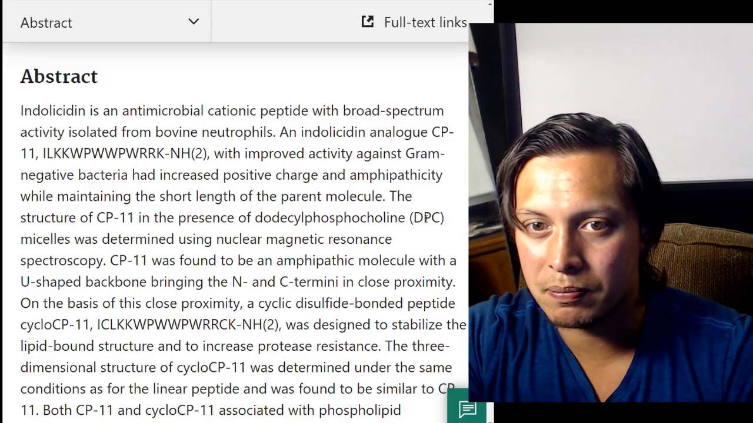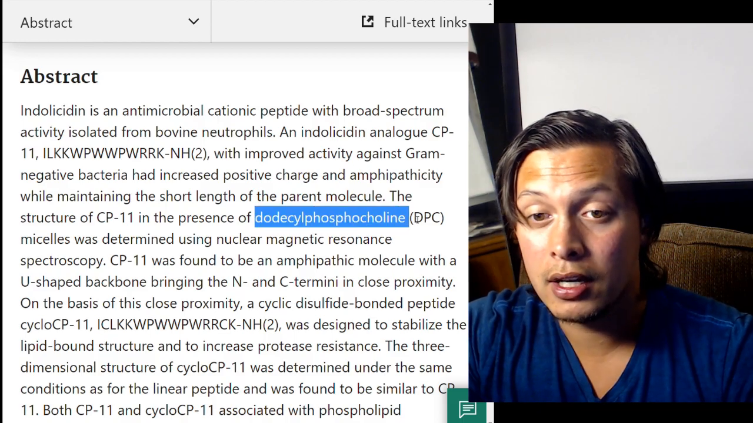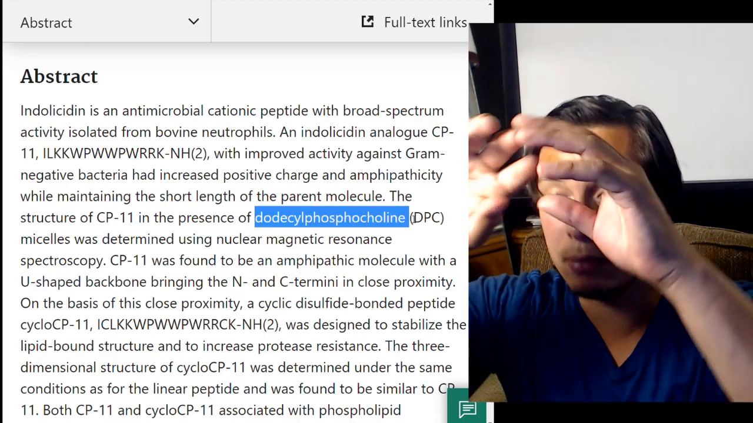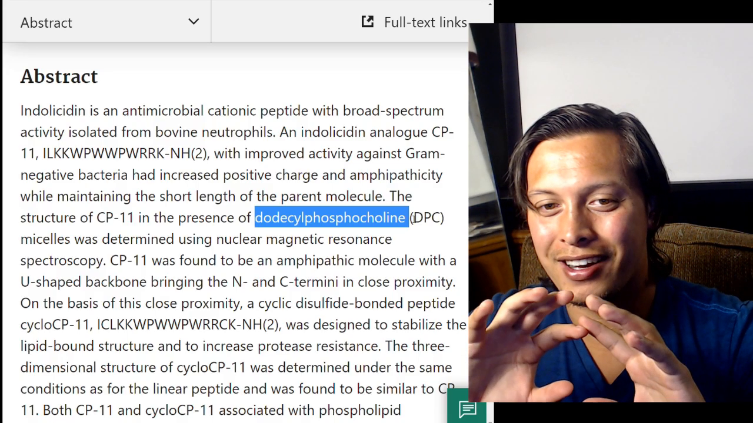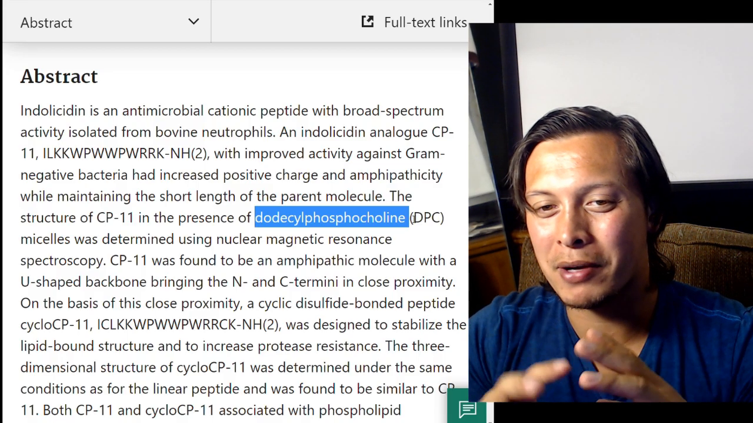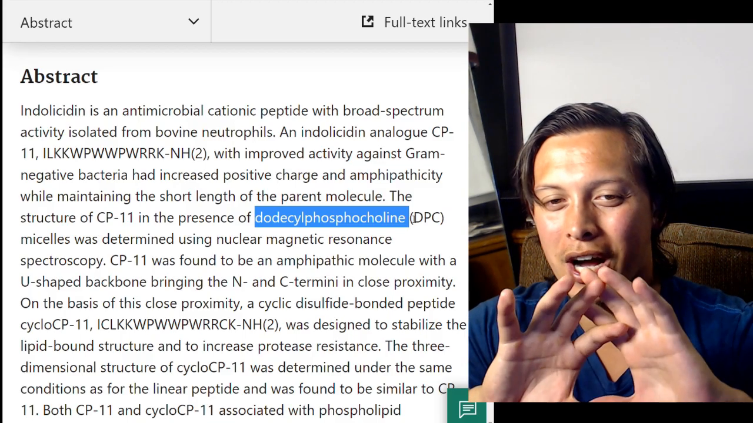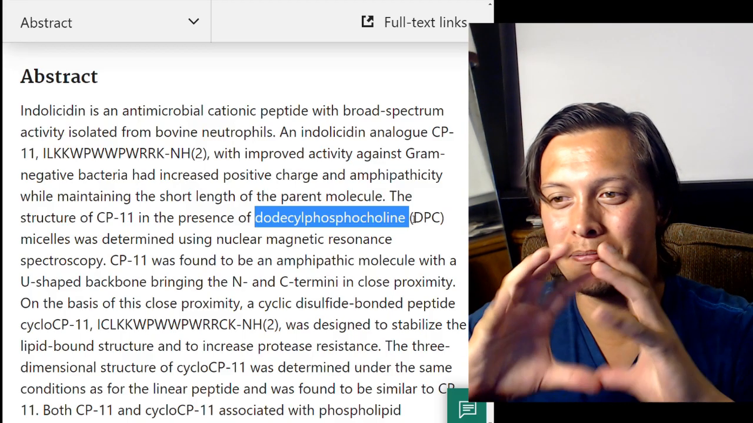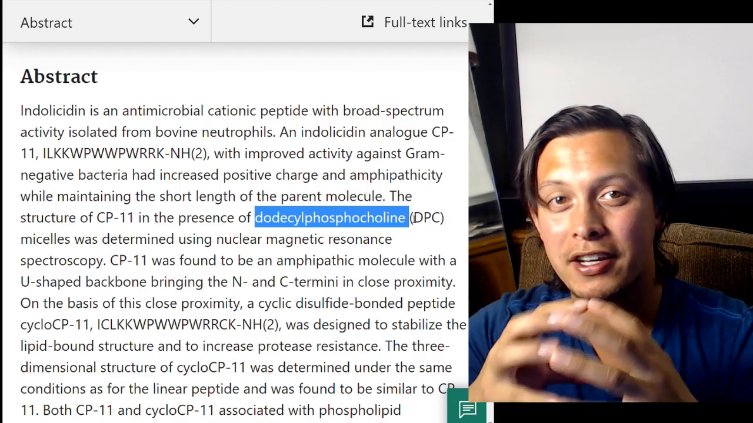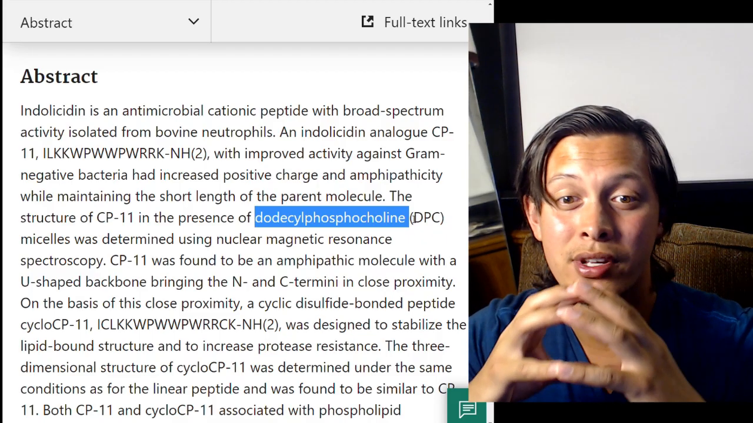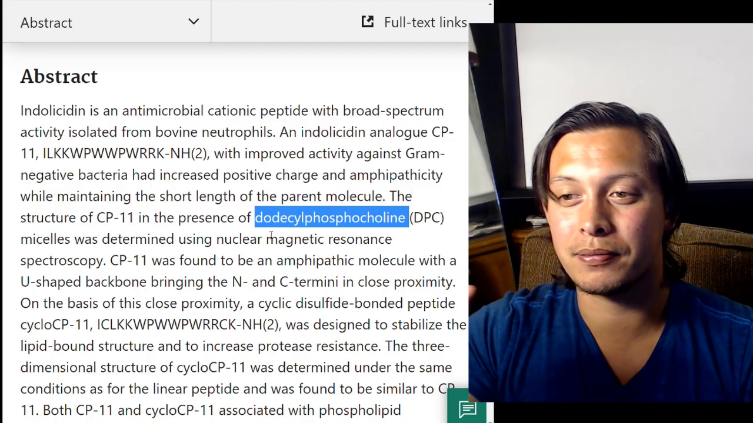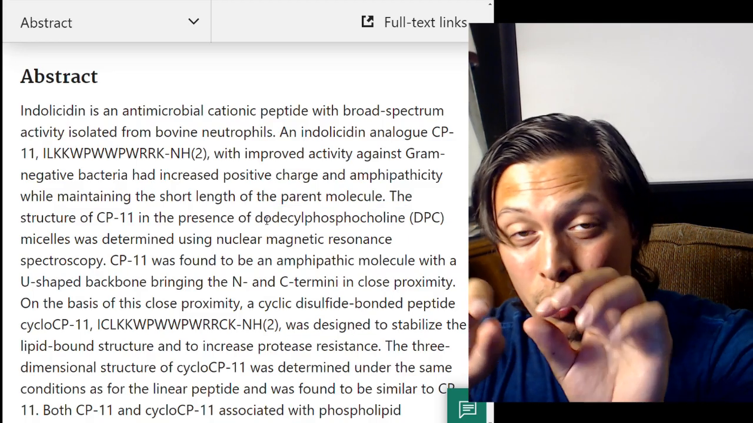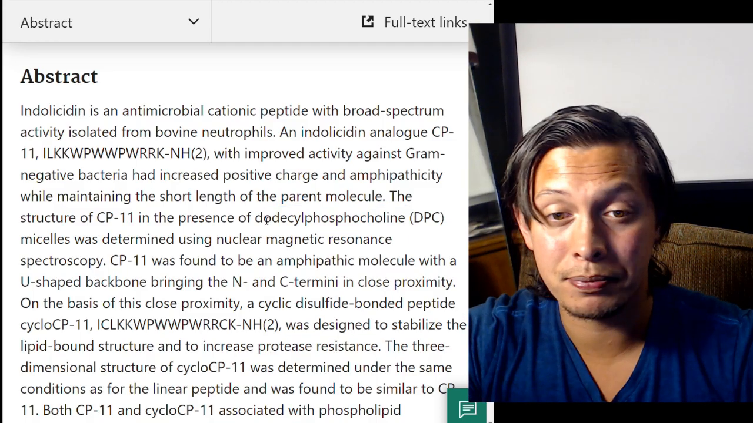A micelle is like a bubble. I think if you're talking about micellar water, micelles are basically little fake cells, little fake bubbles, and they use different types of amphipathic molecules to create those bubbles.